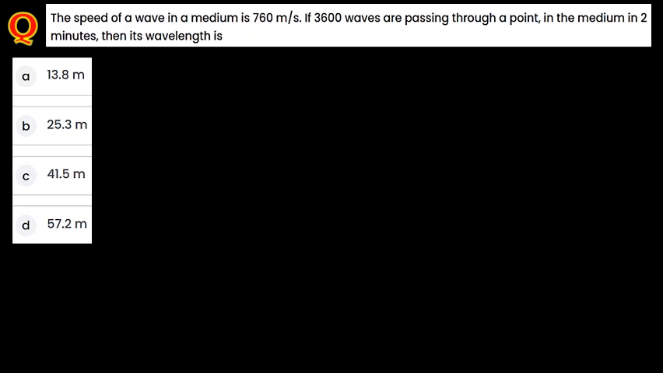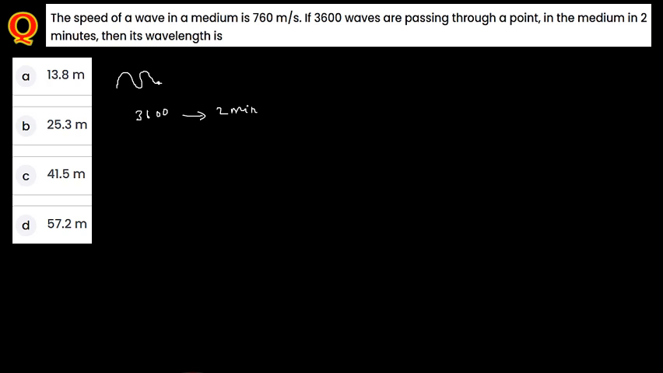Next problem. See this one, this is a very easy question. One small step has to be added in addition, but it's very easy. See here, the speed of the wave in a medium. So velocity they have given in meter per second. If 3600 waves are passing through a point in a medium in 2 minutes, what is its wavelength? Now let me tell you. In one particular point, around 3600 waves are passing through in 2 minutes, right?